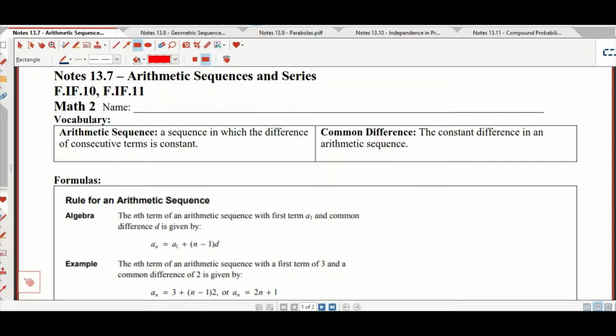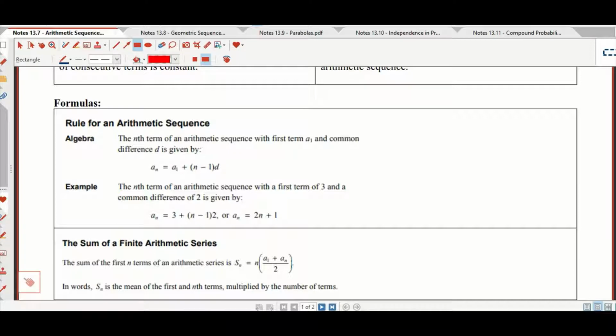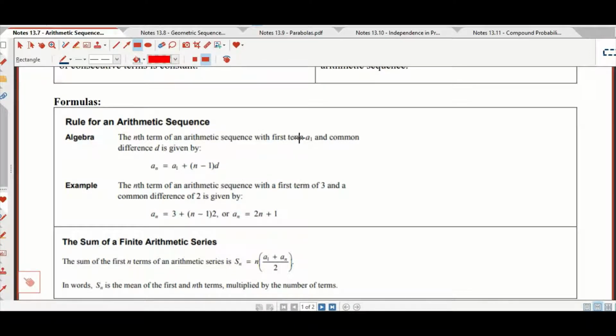So an arithmetic sequence is a sequence in which the difference of consecutive terms is constant. That is, it is increasing or decreasing by the same number every time. And the common difference is how much it increases or decreases by. So the rule for an arithmetic sequence might be: the nth term of an arithmetic sequence with the first term a sub 1 and common difference d is a sub 1 plus n minus 1 times d.